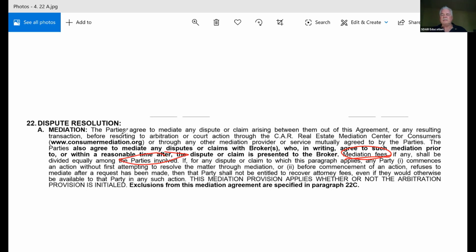Okay, so the last mediation that I was involved in was a personal mediation I had in a real estate related deal, and it was against the homeowners association.